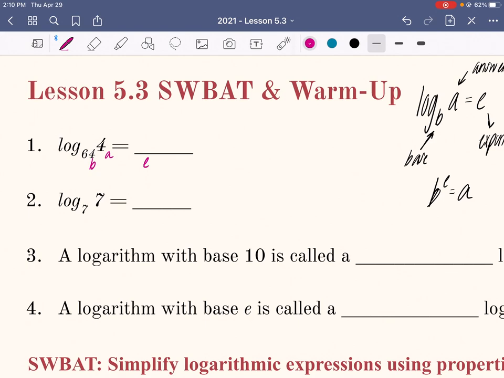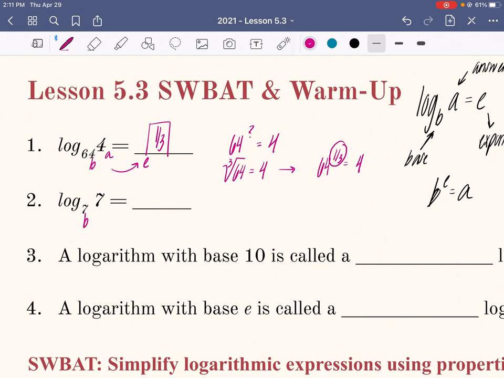So if you rearrange this, you have base 64 to the power of some exponent, which is what you're trying to find, equals 4. So how do we get from 64 to 4? Well, we can take the cube root of 64 to get 4. And remember, the cube root is the same thing as taking that number, 64, to the power of 1/3. So typically when you're going from a larger number to a smaller number via an exponent, it's usually going to be because you have either a fractional exponent or a negative exponent. So here our answer would be 1/3.